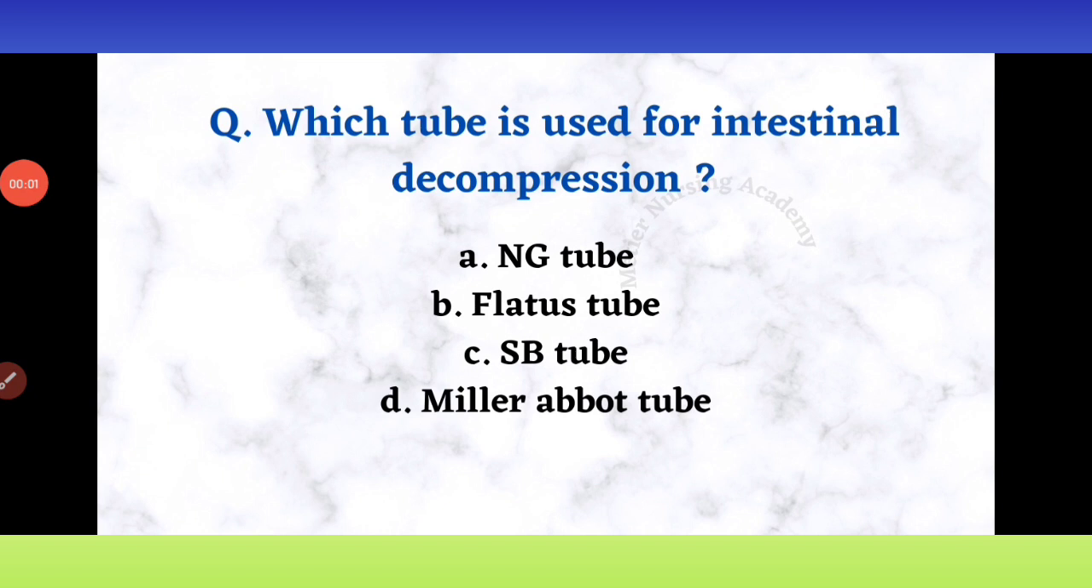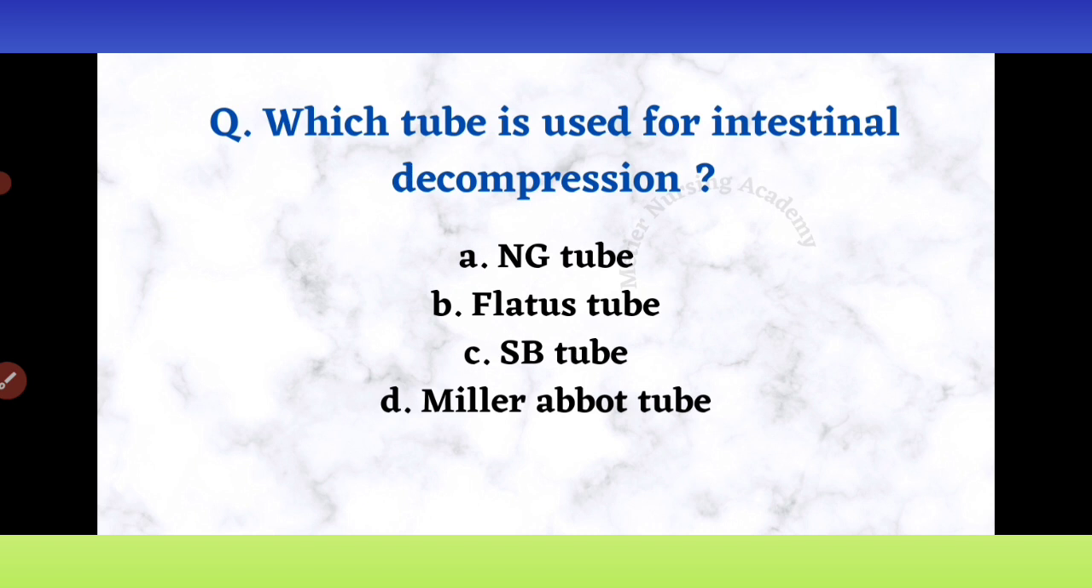Which tube is used for intestinal decompression? Four options given here: NG tube, flattest tube, Sengstaken Blackmore tube, Miller-Abbott tube. In order to solve this question, you should have the idea about the intestinal decompression. What is that? It is nothing but, in case of any extended or distended colon, you are going to use a tube. It will release the distension of the colon. So what tube are we going to use?